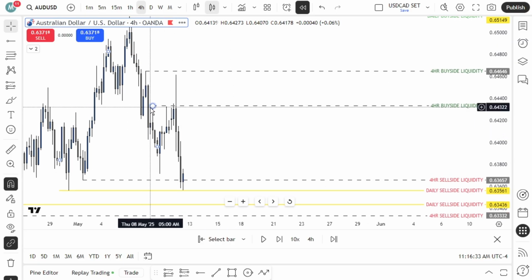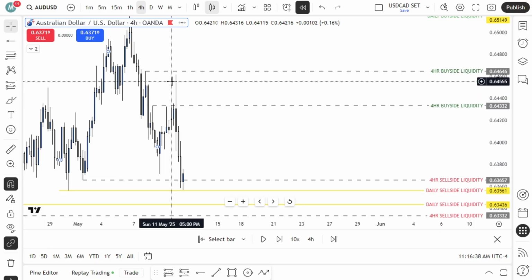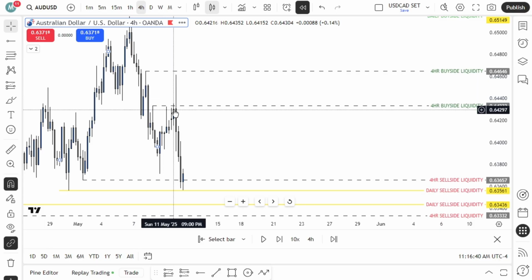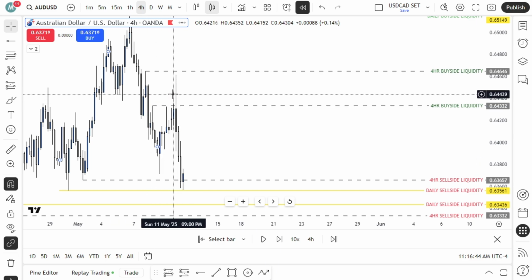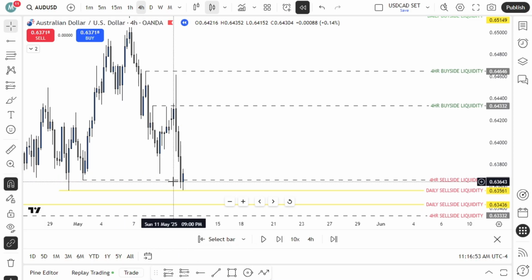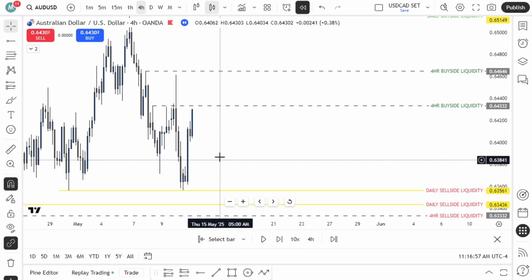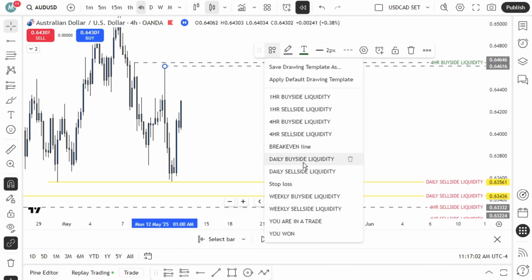Okay, you can see that price came to this level. It had a major wick above and then closed below, sweeping all liquidity above this and then sweeping to this low. Then it swept the liquidity from here and the liquidity from here to then go back up, making a new swing low and a new swing high.